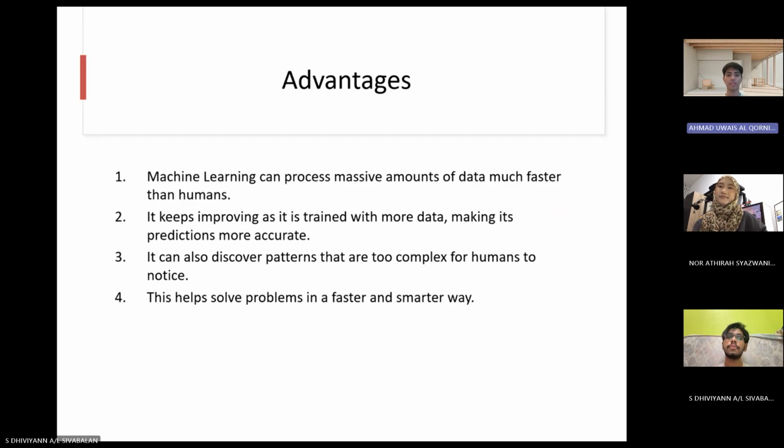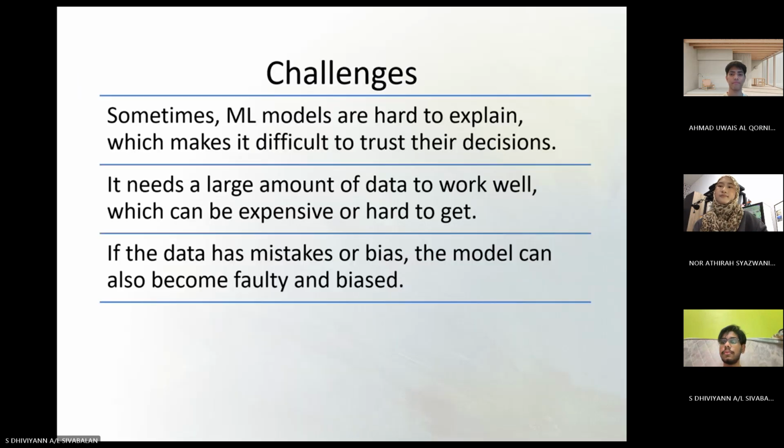There are some advantages of machine learning. Machine learning can process massive amounts of data much faster than humans, and it keeps improving as it is trained with more data, making its predictions more accurate. What are some challenges for machine learning? Machine learning models are hard to explain, which makes it difficult to trust their decisions.